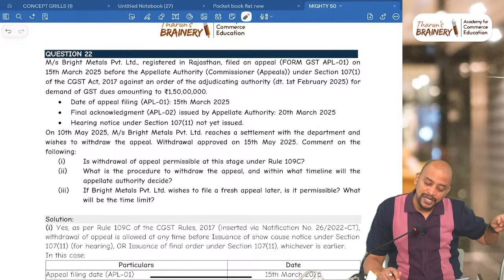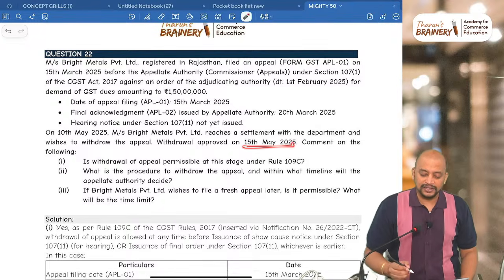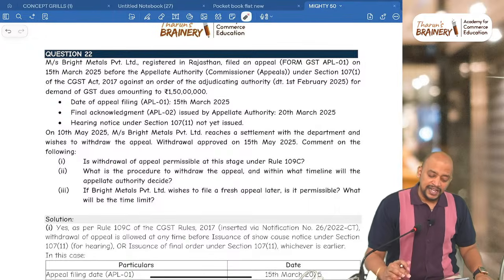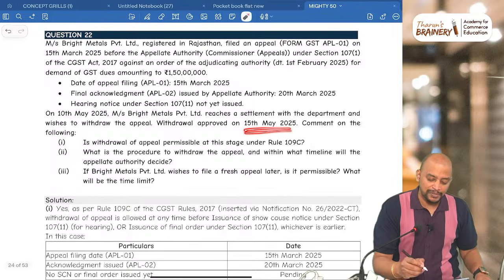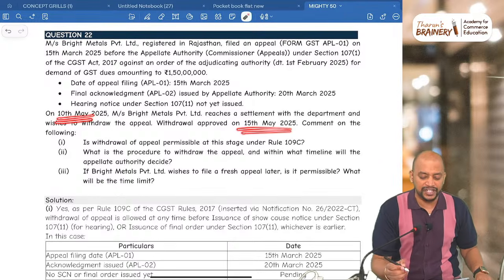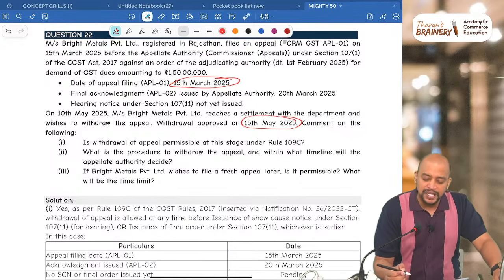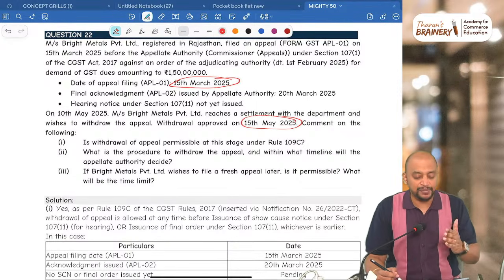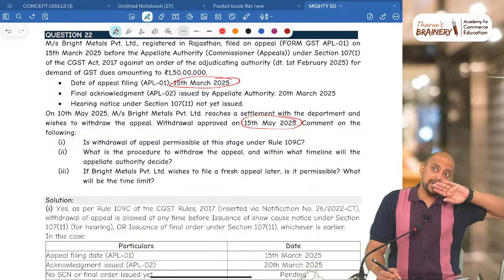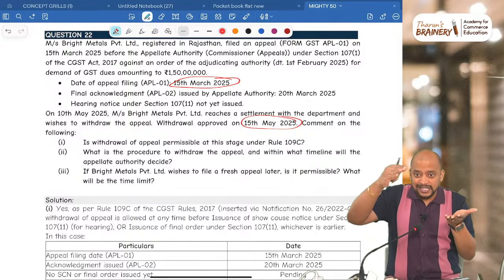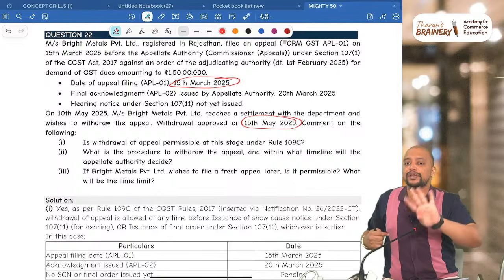But when you went for appeal, it was 15th March. And when you withdrew, 15th May. Correct? And when they approved the withdrawal, 15th May. You made a withdrawal on 10th May, they approved it on 15th May. So please concentrate. From 15th March to 15th May, what is the period? 2 months. What is your regular time limit? 3 months. Now you just extend it by 2 months. Why do you need to extend it by 2 months? Because this 2 months period will not be counted for that 3 months.